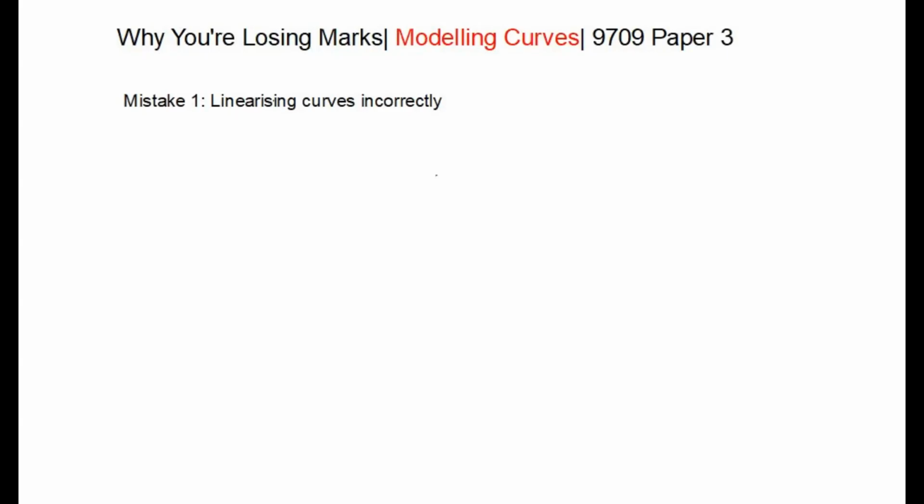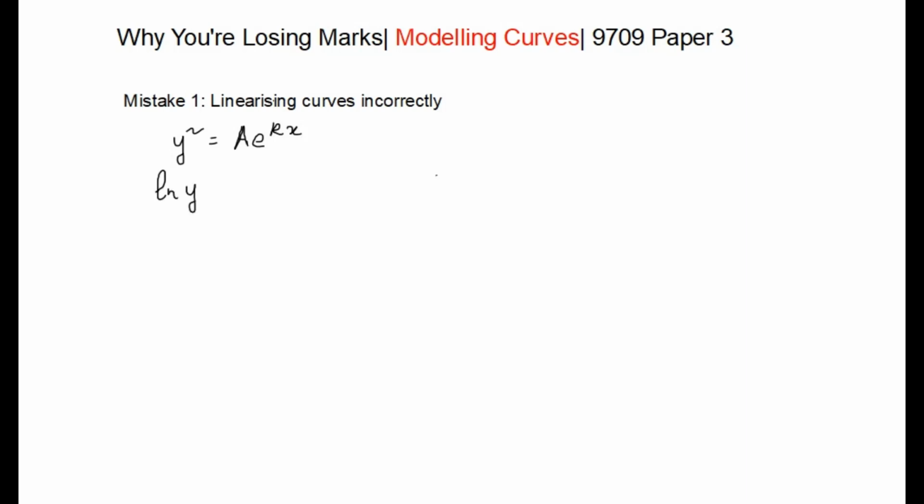First mistake students make when modeling curves in 9709 paper 3 is to linearize them incorrectly. I'm taking an example: y squared is equal to a e to the power of kx, where a is a constant. Now, how do we linearize this? We log both sides. Apply a single log to each side.